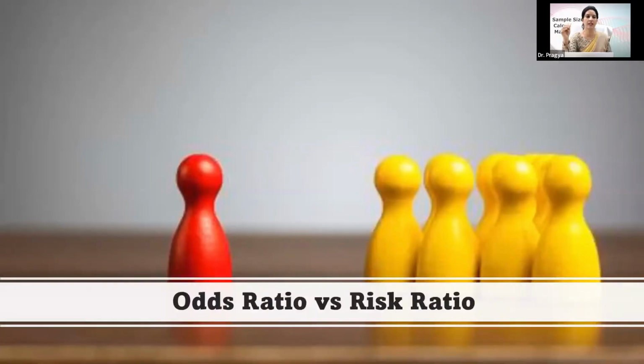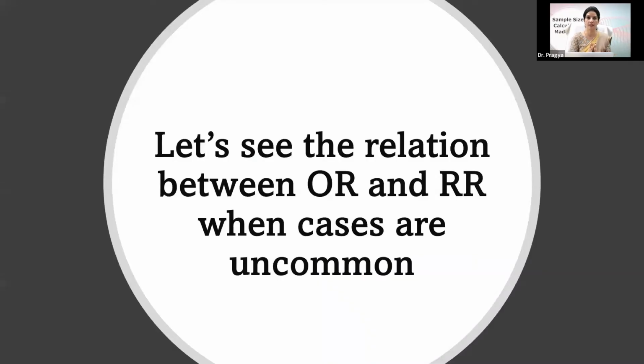So now what is the concept of this odds ratio versus risk ratio? We will understand this by a simple example, how this odds ratio is different to the risk ratio. So let's see the relationship between these two. The first scenario is when the cases are not common. That means that the disease is not very common.